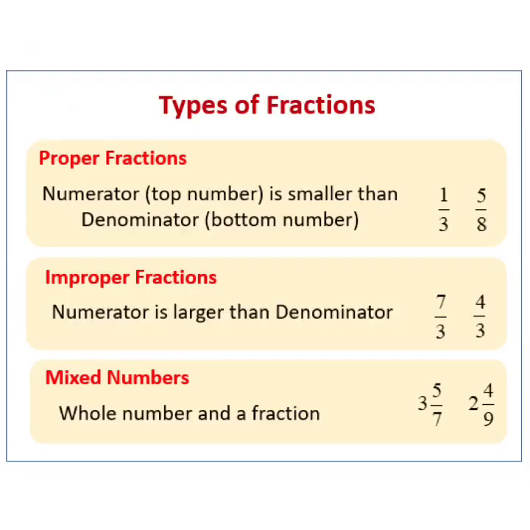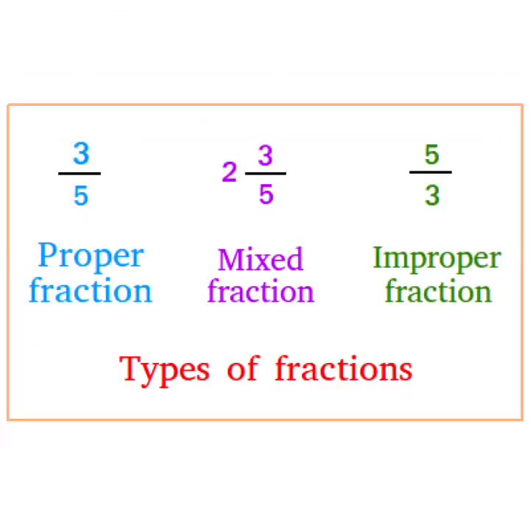Children, let's take a quick revision of the types of fractions. First one is proper fraction, where the numerator is smaller than the denominator. Improper fraction, where the numerator is greater than the denominator. And mixed fraction, which has a whole number and a fraction. Children, you can see here examples of types of fraction. 3 by 5 is a proper fraction. 2 whole 3 by 5 more is a mixed fraction, and 5 by 3 is an improper fraction.